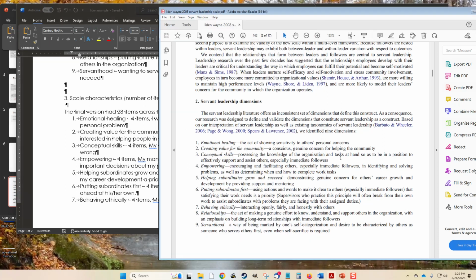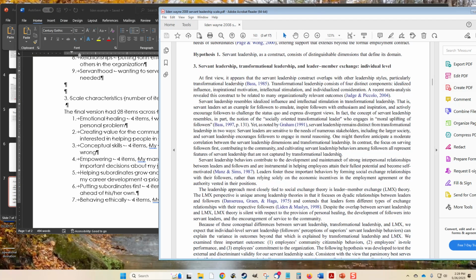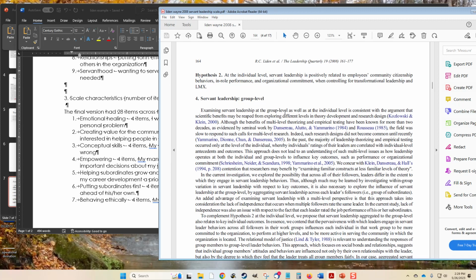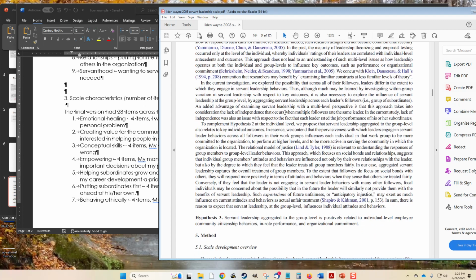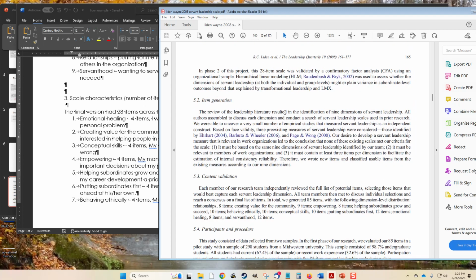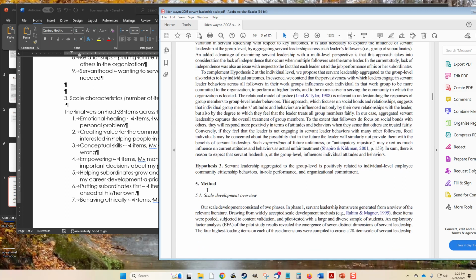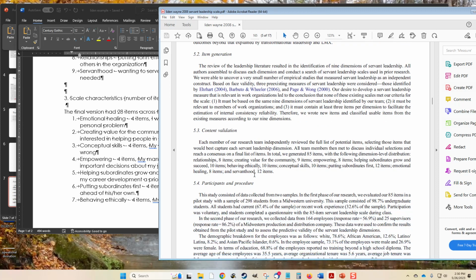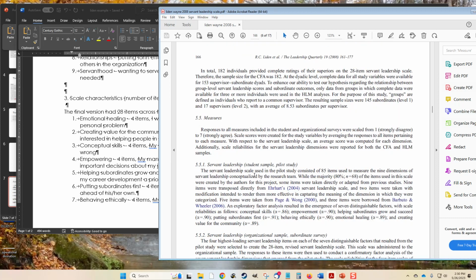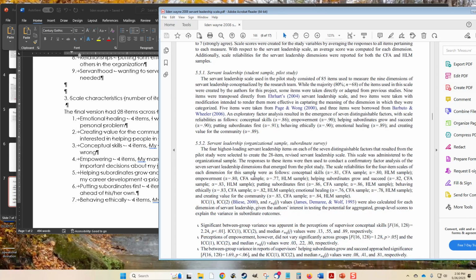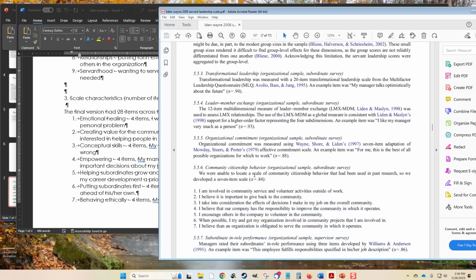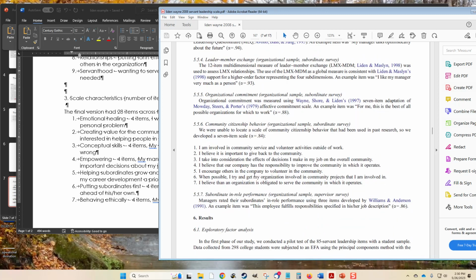So what I do is I go and I start reading more of it. And this you can skip. This you can skip. Method, now we're getting to the interesting part, scale development overview. We're going to want to come back to that in a little bit. Participants and procedures. For scale characteristics, we're going to go over pretty much all of this. Probably go to results. Yep, here we go.